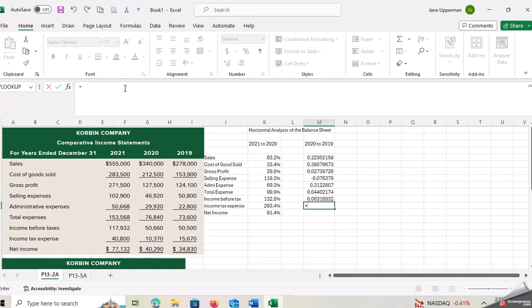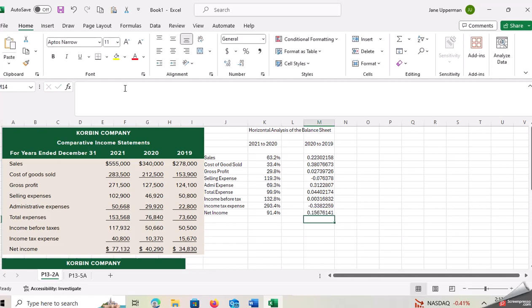Okay, then our income tax expense, 10,370 minus 15,760. Solve for that first and then divide by 15,760. This too is one that decreases. And then finally our net income, 40,290 minus 34,840. Solve for that first, and then divide by the 34,840.